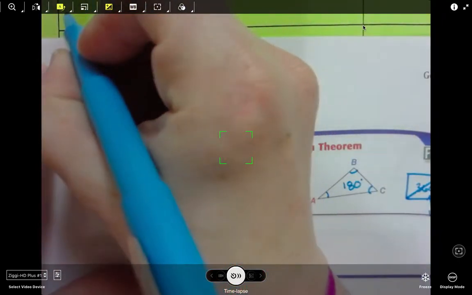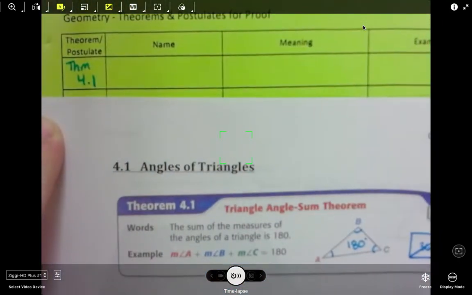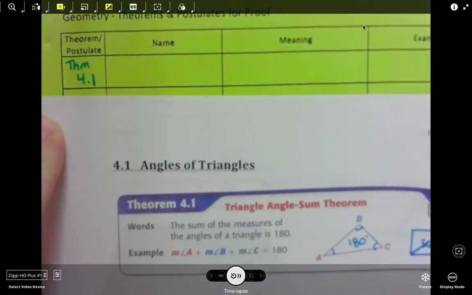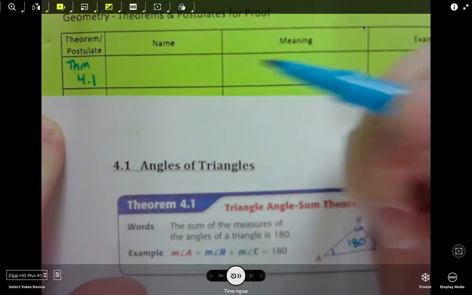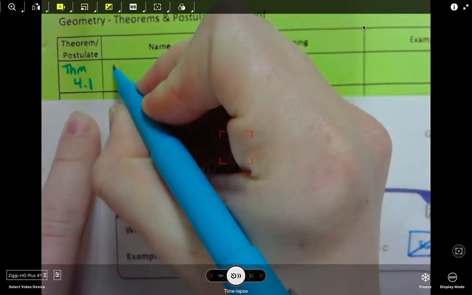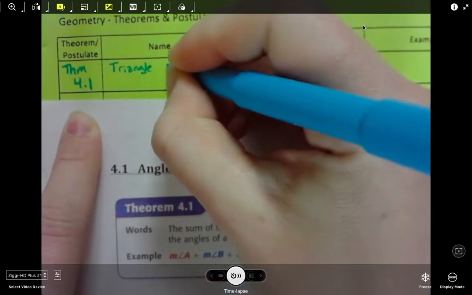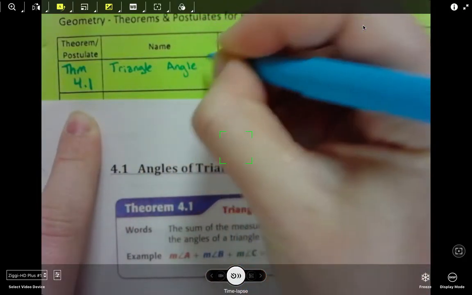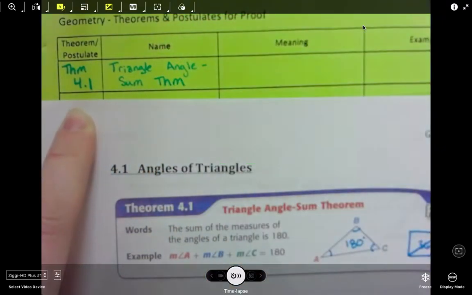This is theorem 4.1, so I'm going to put THM 4.1, okay? Make sure you label it THM because some of them are postulates, some of them are theorems. We're also going to deal with a different type than even postulates and theorems today, so make sure you label that. This is the triangle angle sum theorem. I'm going to abbreviate theorem.